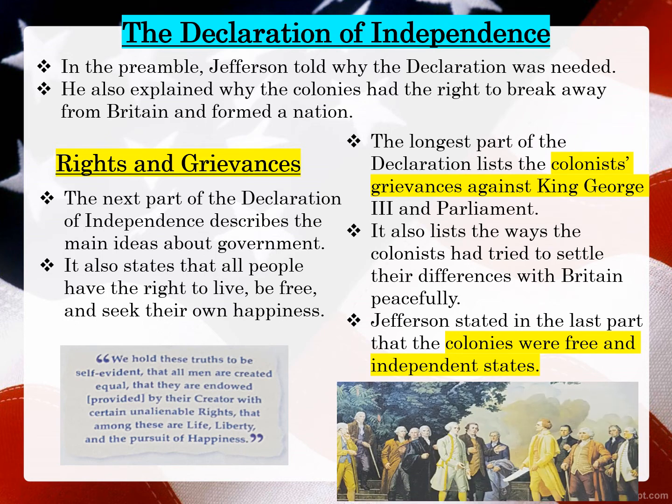Okay, and look at this picture. This mural shows, class, Thomas Jefferson handing a draft of the Declaration of Independence to John Hancock.